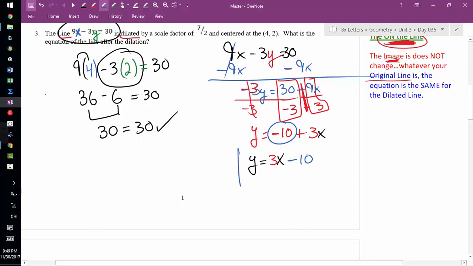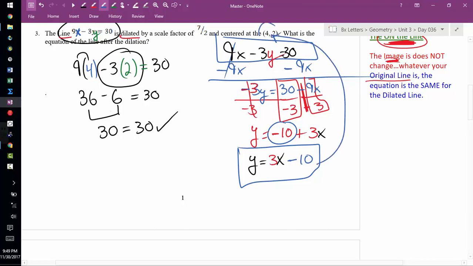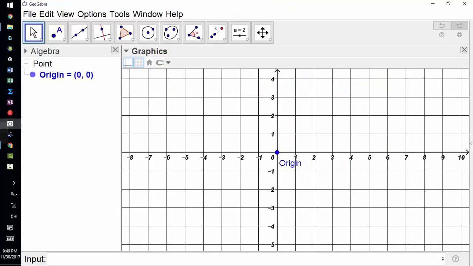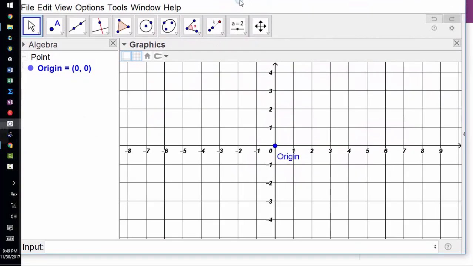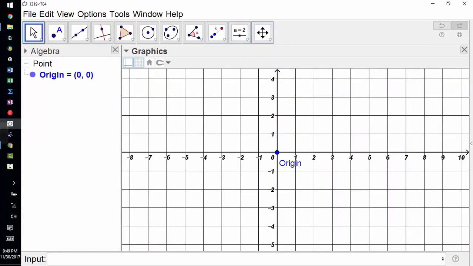So that would be our final answer, either the equation they give us, or y equals 3x minus 10, because the equation doesn't change when we do a dilation about a point on the line. If you like that and you buy it, good. If you are curious to see that it really is the same equation, keep on watching. And if you kind of want to see why it works, this would be a good example.